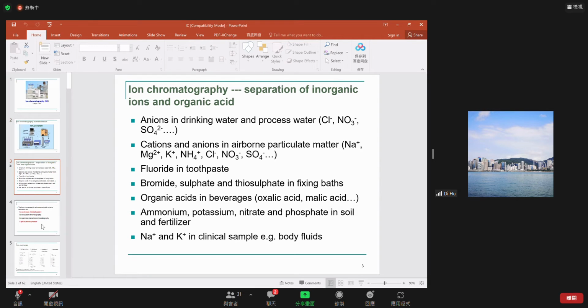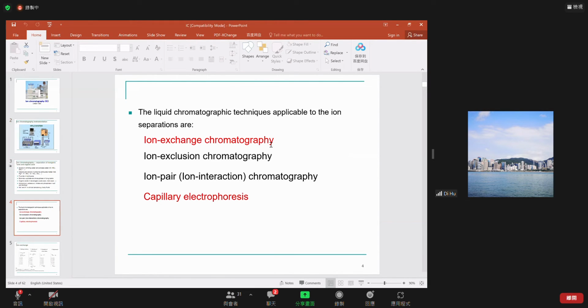And I think we talked about this a little bit, right? For ion chromatography, we'll focus on ion exchange chromatography. We'll quickly mention ion exclusion chromatography. Ion exclusion and ion exchange chromatography have different mechanisms. And for ion exclusion chromatography, most of the time we use it to measure weak organic acids.